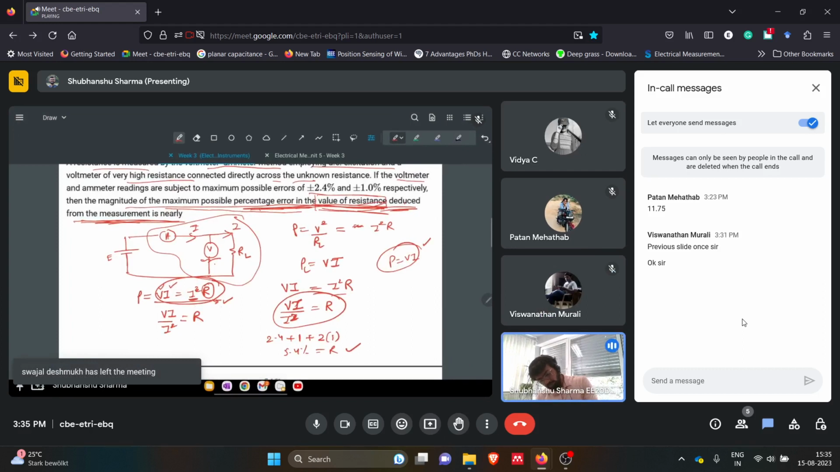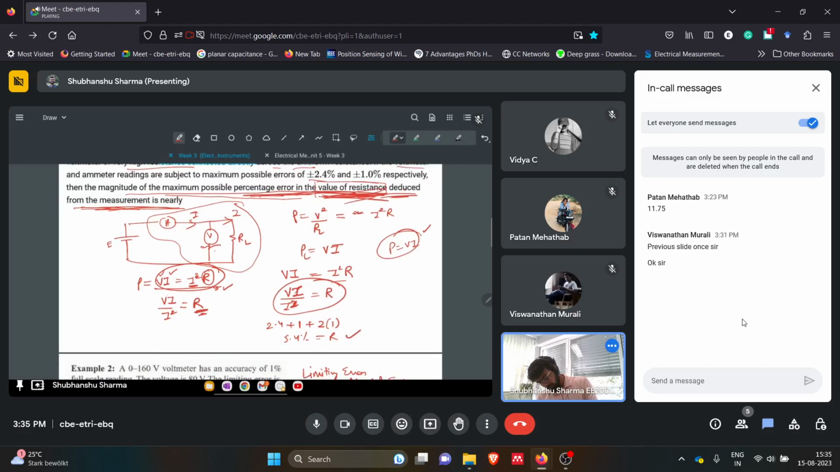So now they are asking for the maximum percentage error in R. So we have V, what, 2.4 percentage error. We have I, 1 percentage error. Then we have I square, that is 2 into 1. Sir, your I cancels, na, sir? No, I, that's what I said.